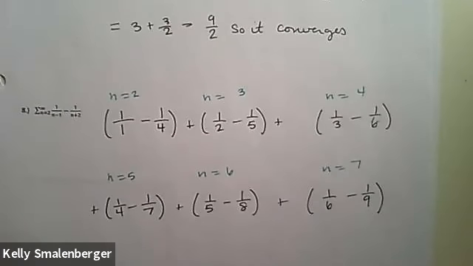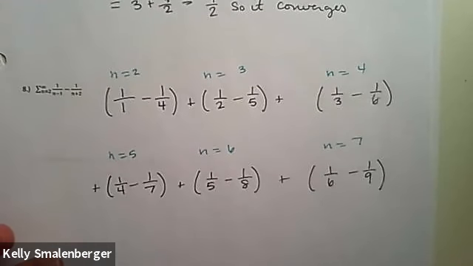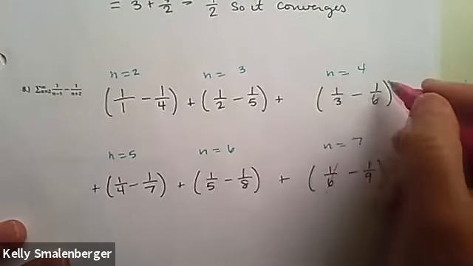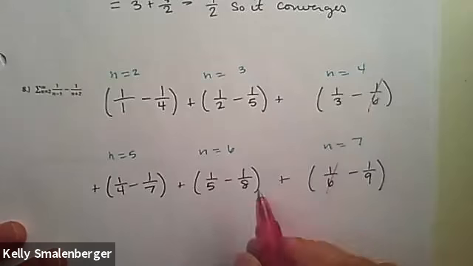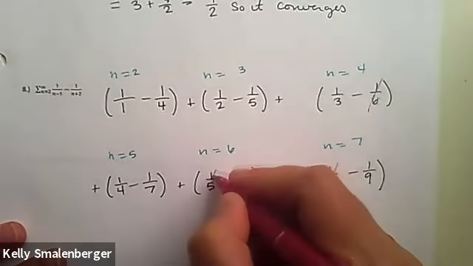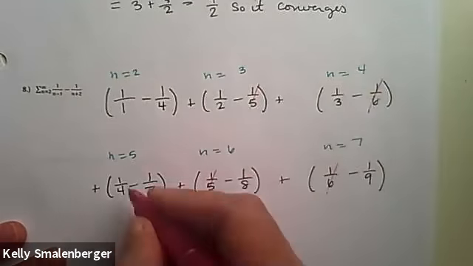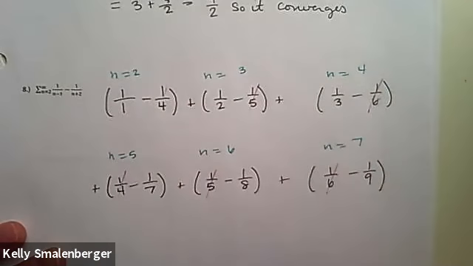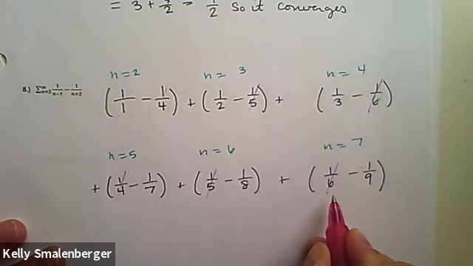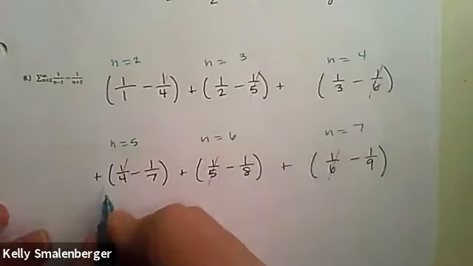So I wrote out 6 terms to n equals 7. Let's see if I can get everything to cancel in one of these terms. So I have 1 over 6 minus 1 over 6, 1 over 5 minus 1 over 5, 1 over 4 minus 1 over 4. I don't quite have a whole term canceling yet, right? So I have to write out a couple more terms.